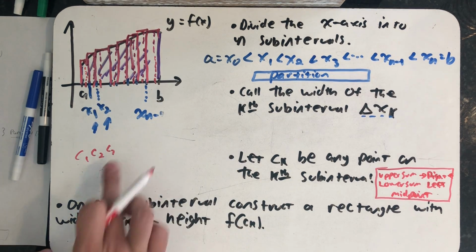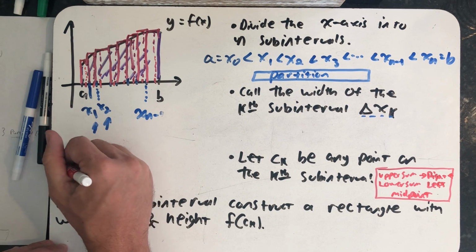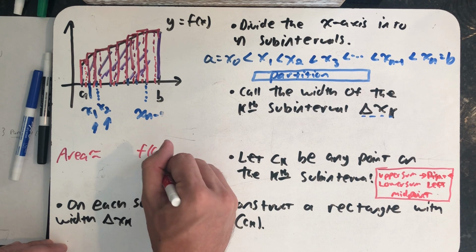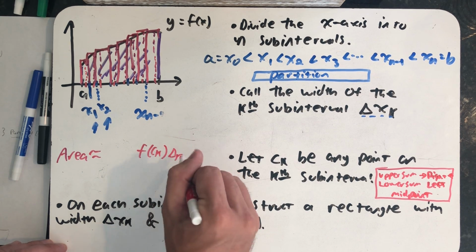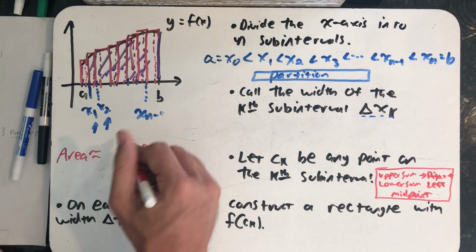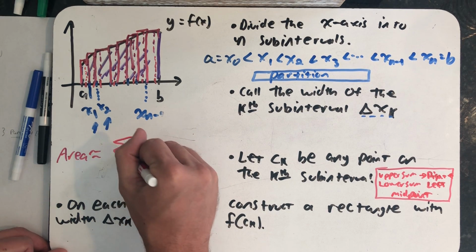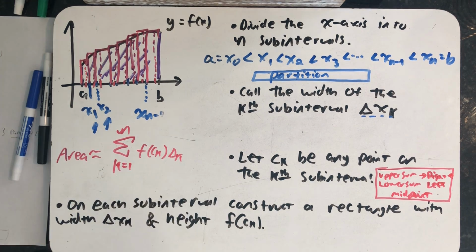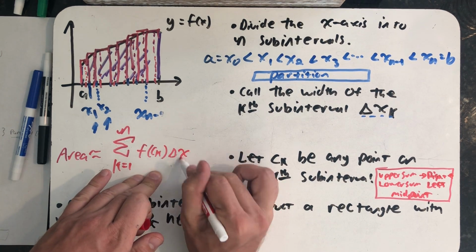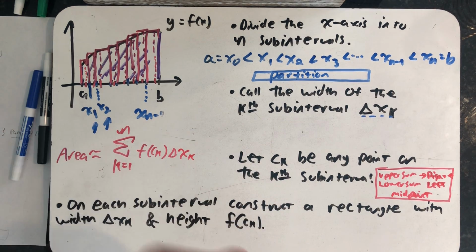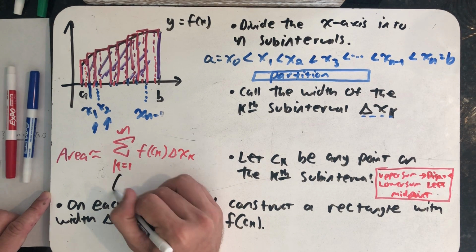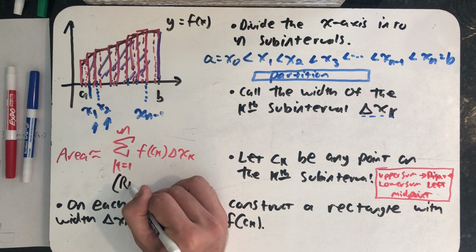And what I can write now to approximate the area, well, on each interval, I have an area that looks like this, and I need to add those together. So this is a sum from k equals 1 to n of f of c sub k delta x sub k. This sum would be my area approximation. This kind of sum has a name. It's called a Riemann sum.